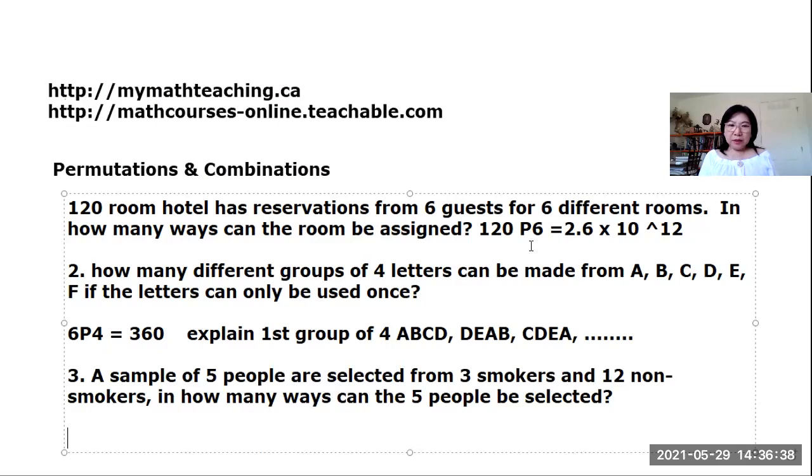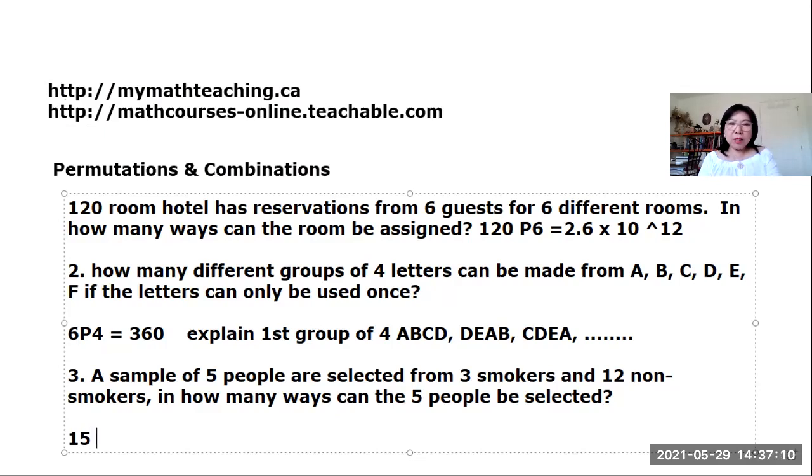Now, this question doesn't tell us how many smokers we're going to choose or how many non-smokers we want to form. It doesn't say. And therefore, instead of separating them, the easy way for us is to just add them together, which is 3 and 12, right? 3 smokers and 12 non-smokers. So the total would be 15 people, and we want to choose 5 people.